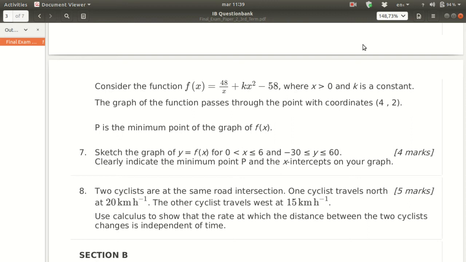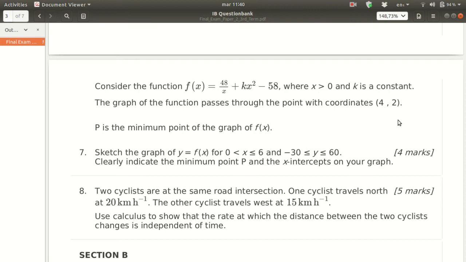So question 7 is, consider the function f of x equals 48 over x plus kx squared minus 58, where x is greater than 0 and k is a constant. The graph of the function passes through the point with coordinates 4, 2. P is the minimum point of the graph of f of x. Sketch the graph of y equals f of x for x between 0 and 6 and y between negative 30 and 60. Clearly indicate the minimum point and the x intercepts in your graph. So the first thing is we need to figure out what k is. So to figure out what k is, you're going to plug in the point and isolate.